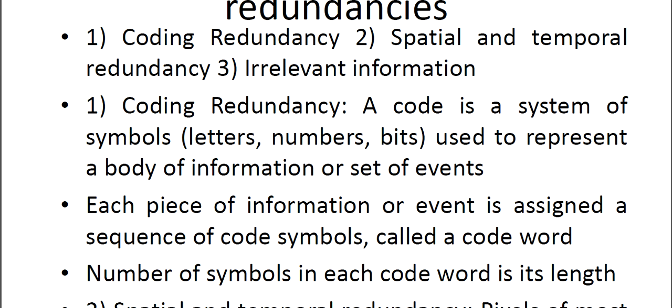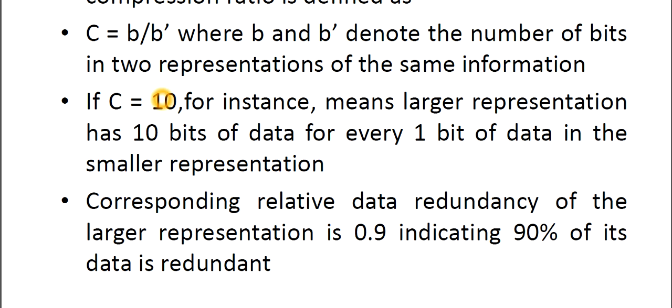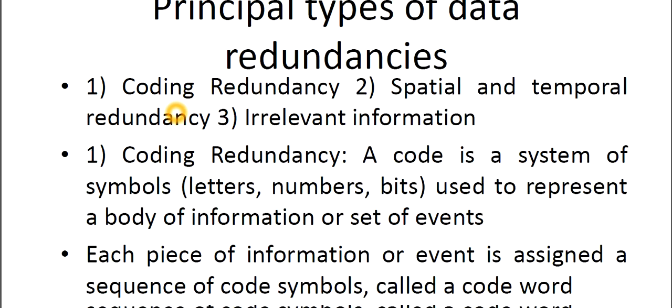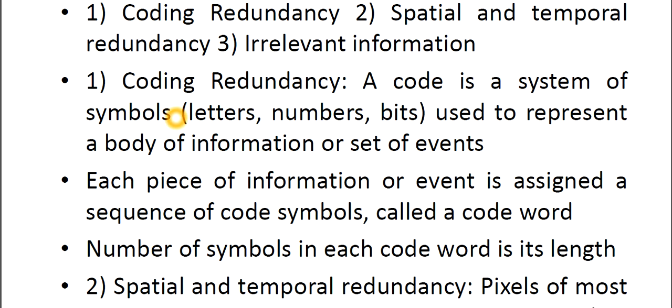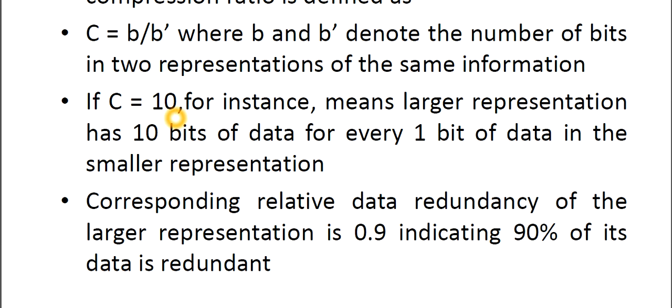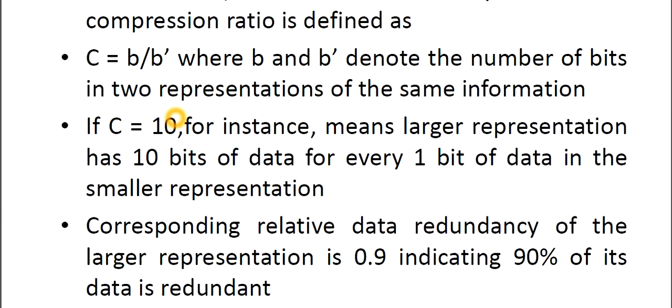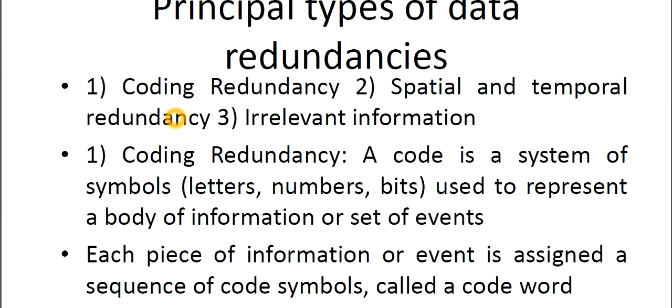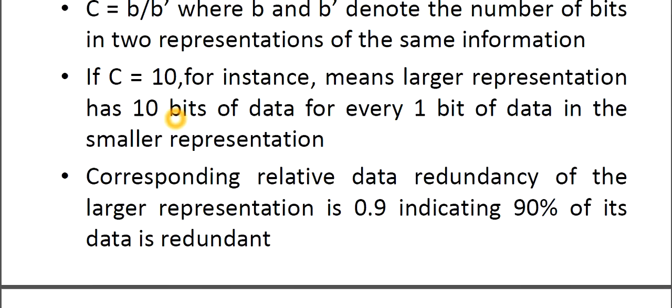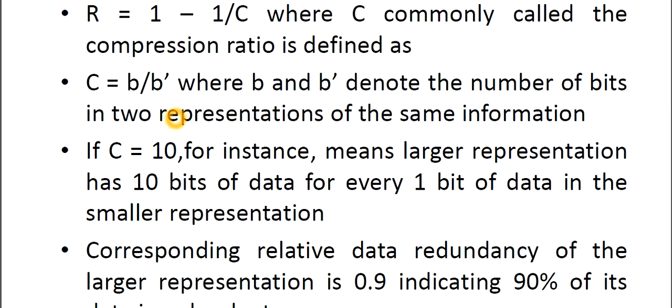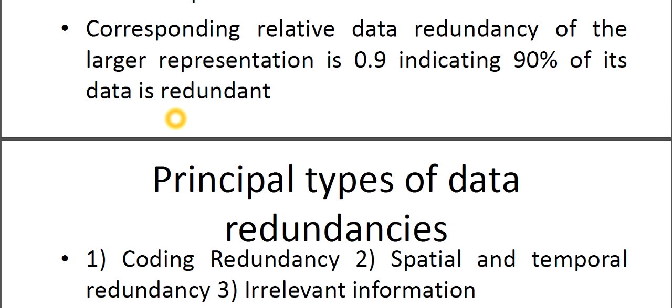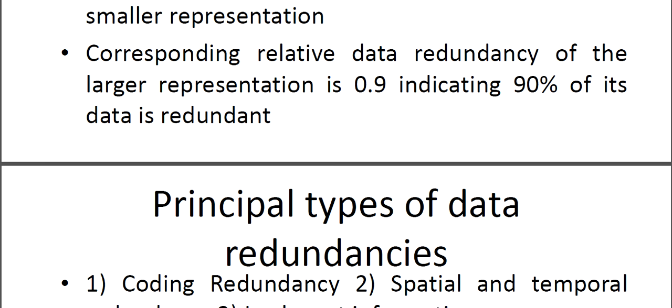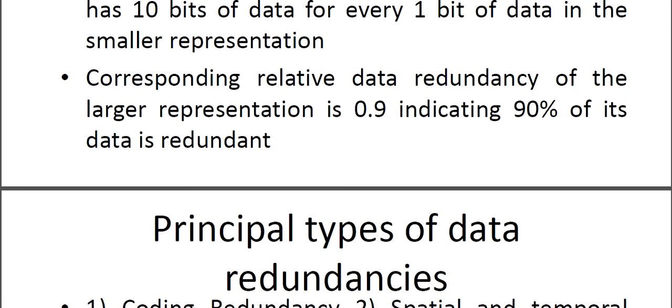So today's question for this lecture is: what do you understand by relative data redundancy, what is the formula for calculating it, and how does the compression ratio play a vital role in defining it? That's the question. You got it? What is relative data redundancy and how does the compression ratio play a vital role in finding it?